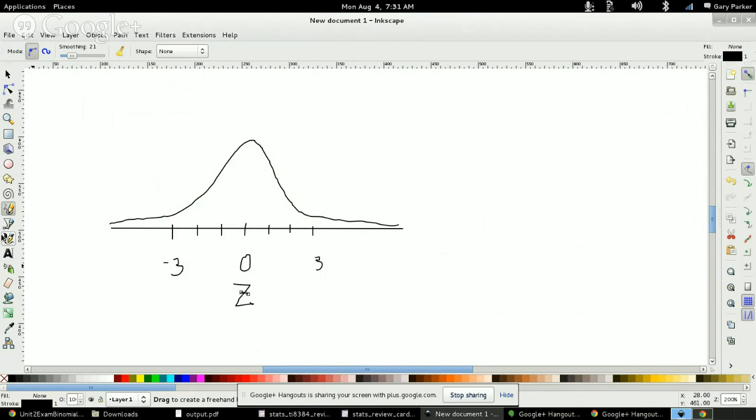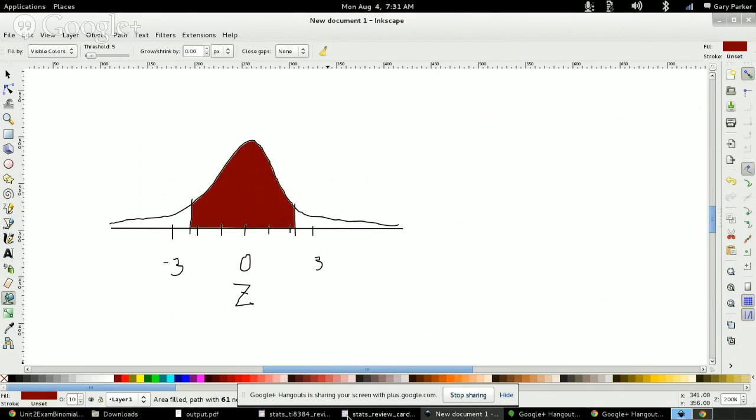Okay, so we want -2.13, so that'd be right about here, to positive 2.13, which would be right around here. And I want to find the area in between. So I want to find that area right there. All right. Now, keep in mind the calculator only finds left tails. So the way I'll do this on the calculator is the following. Let's see.